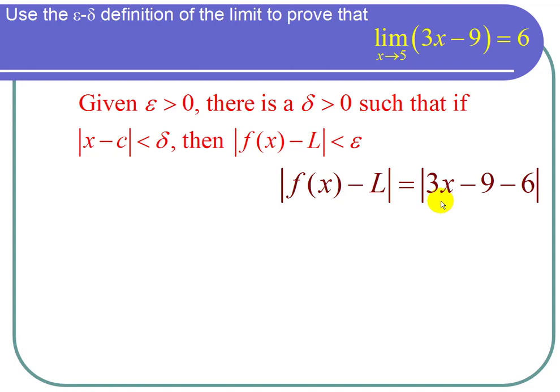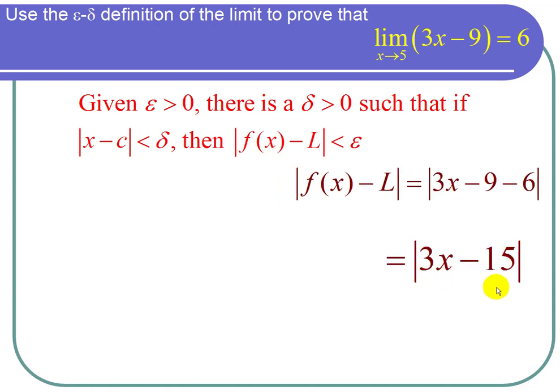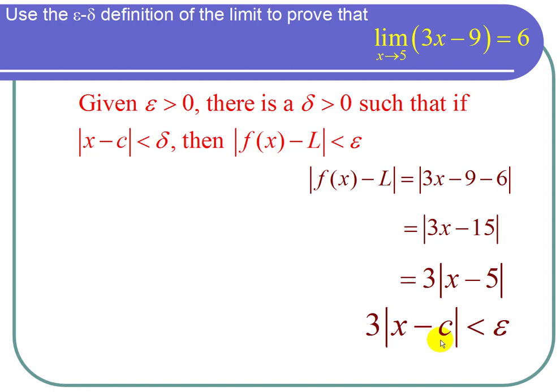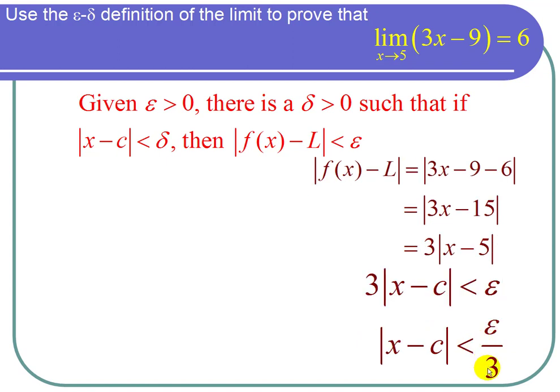Next, I can factor out a 3, and I can pull that out of the absolute value sign to get 3 times |x minus 5|. And that's what I want, because I need an x minus c. c is 5, and there's my x minus 5. So what I can say is that 3 times |x minus c| is less than epsilon, so that |x minus c| is less than epsilon over 3, just dividing by 3 on both sides. And now we have it to look like our |x minus c| is less than delta, so I'm going to choose delta to be epsilon over 3.